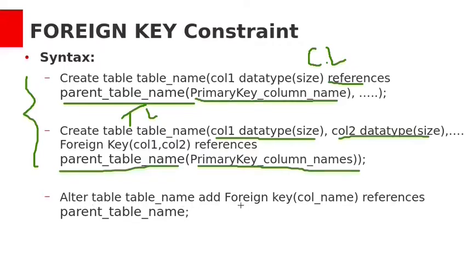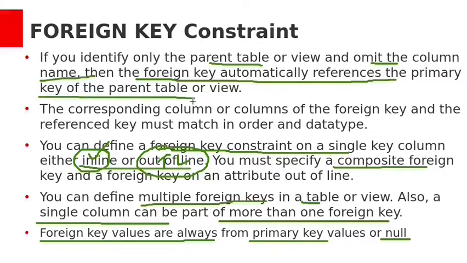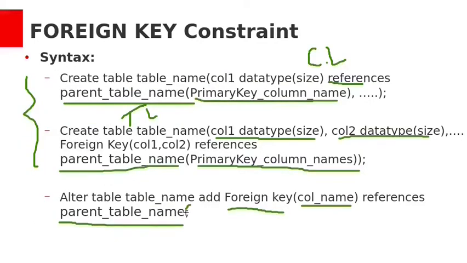We can even add a foreign key to an existing table. For that we need to use this syntax: alter table, table name, add foreign key and foreign key column, references, parent table name. See here, if you identify only the parent table and omit the column name, then the foreign key automatically references the primary key of the parent table. So even if you omit the column name of the parent table, Oracle will automatically take the primary key column here, or you can specify that primary key column.